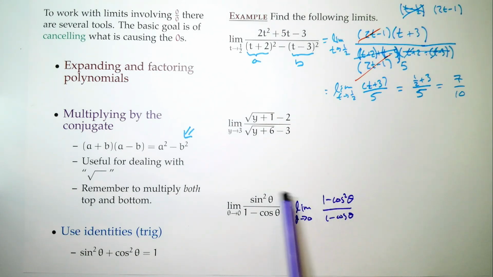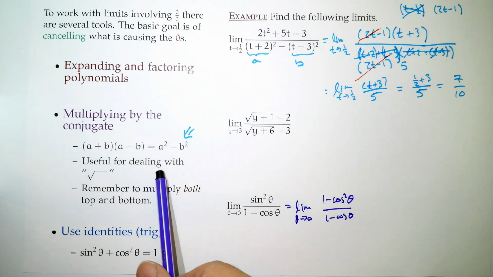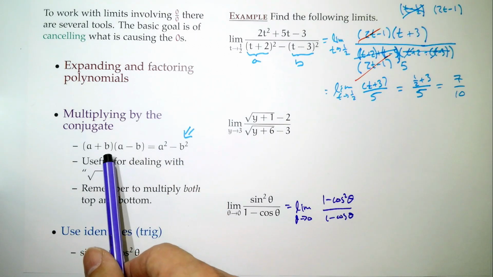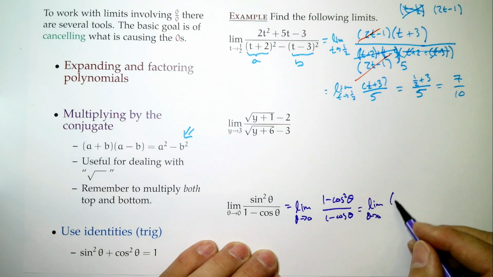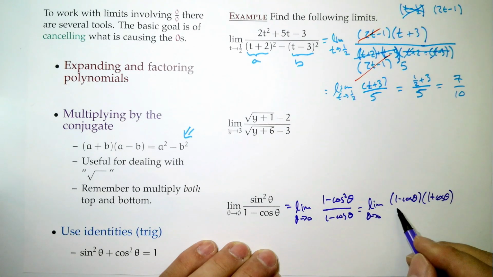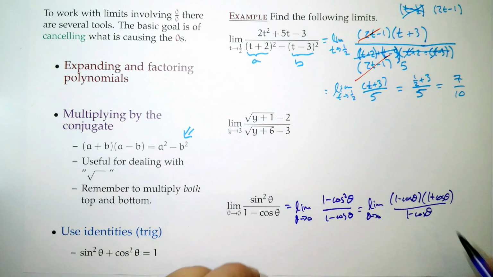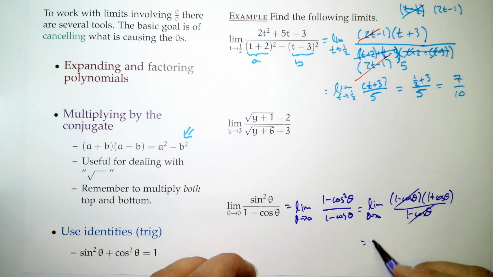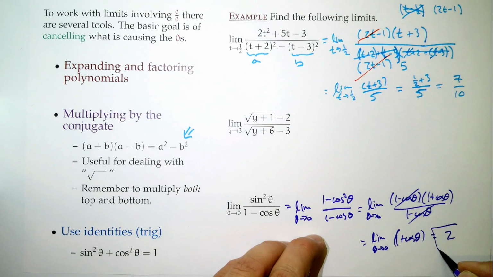Now, what's true about 1 minus cosine squared? It's 1 squared minus cosine squared. It's a difference of squares. So if I have a difference of squares, I can factor. So this becomes the limit, as theta goes to 0, of 1 minus cosine theta, a minus b, 1 plus cosine theta, a plus b, and then downstairs 1 minus cosine theta. And now what can we do? We can cancel off the 1 minus cosine thetas. So we get the limit as theta goes to 0 of 1 plus cosine theta. And what does cosine approach as we get close to 0? It goes to 1. So our answer is 2.